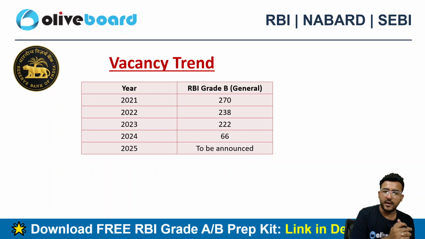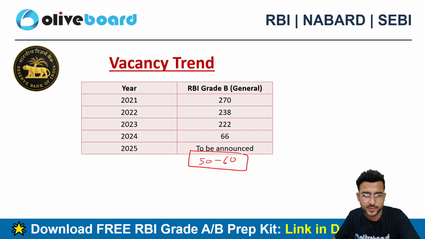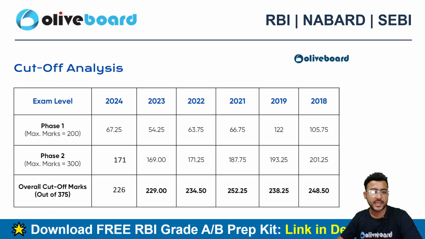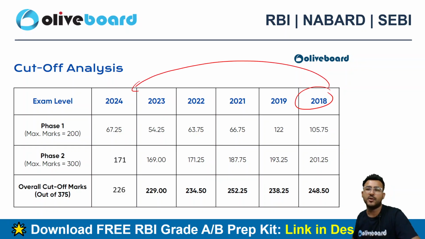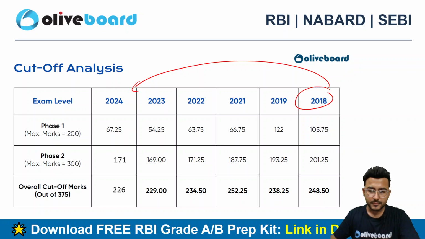So basically it is yet to be announced, but our best estimation and as per our internal sources, it can be anywhere around 50 to 60, right? It can even be higher as well, right? So that's the vacancy trend, and this is the cutoff analysis, right? From 2018 to 2024, you can have a look at the cutoff analysis as well for this particular examination.